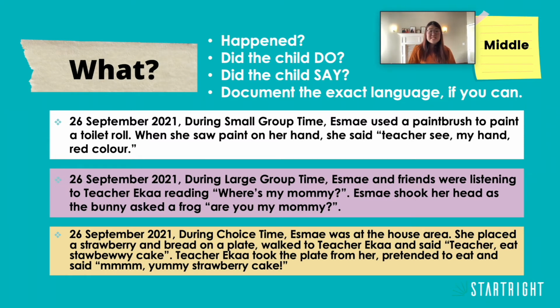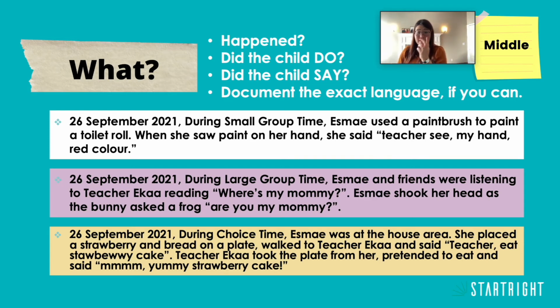The next one, 26 September 2021. During large group time, Esme and friends. This is with who? With a few friends, right? Or all her friends. Esme and friends were listening to Teacher Ika reading Where's My Mommy? Esme shook her head as the bunny asked a frog, are you my mommy? Esme shook her head. Okay, so I'm just saying what did she do. This is actually more for listening and responding, means actually Esme is concentrating, and when the bunny is asking the frog, are you my mommy? Esme is responding by shaking her head.